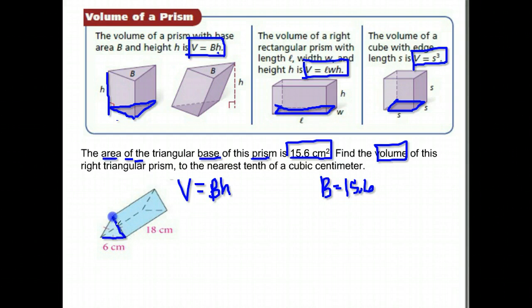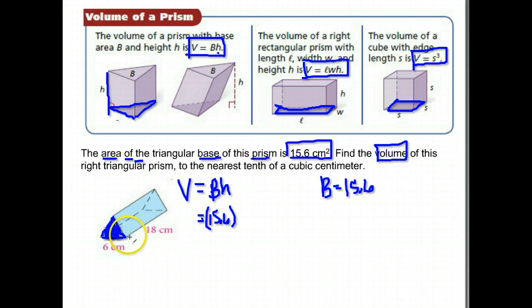So here was our base. It was a triangle with one side length 6. It would have been difficult to find its area, or would have caused some work because we would have had to find the height of the triangle and then find the area. But we don't have to. They gave us the area of the base already. It is 15.6. So now all we need is the height.